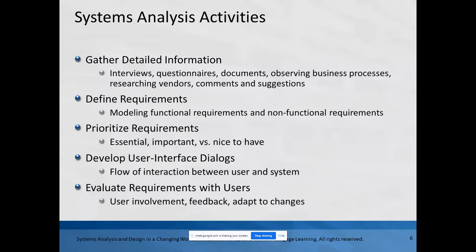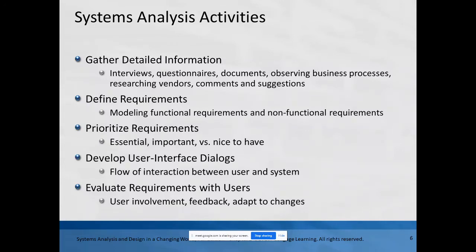So moving past the defining into prioritizing, with prioritizing requirements, again, you often have to make choices here. You have to decide what is something that you can't do without when it comes to this new project. That would be essential. What would be something that is important but not absolutely essential? And then finally, we don't have to have it, but if we can, we drop those in that category. And you make your decisions as to what you're going to focus on during your various iterations based on this breakdown. Develop your user interface dialogues.